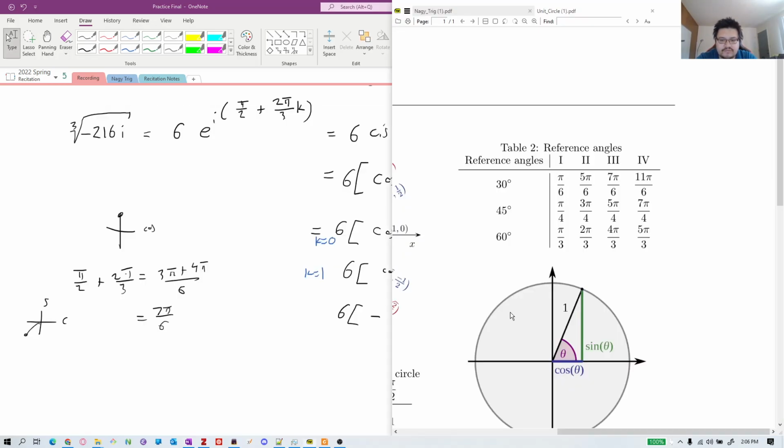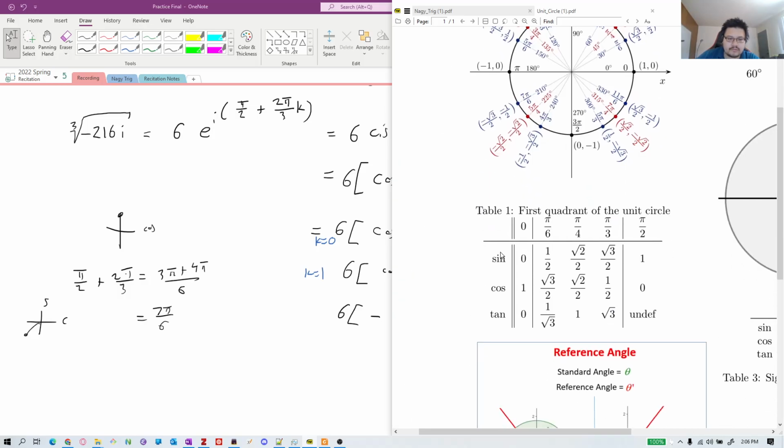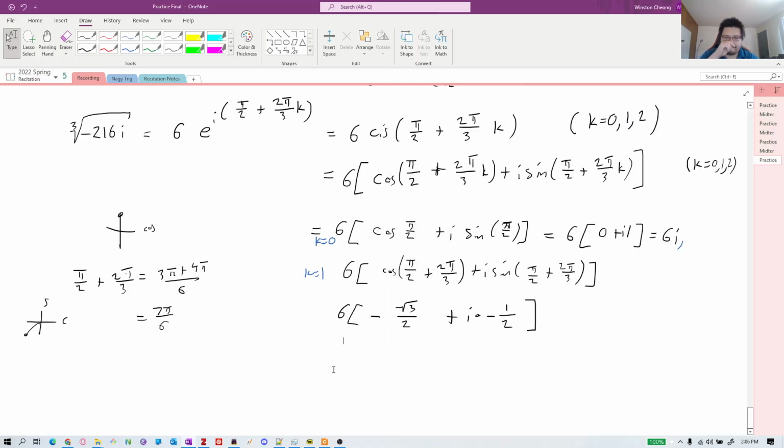And if you didn't know those special values, that would be this other table over here. So we're talking about a 30-degree angle, so we're talking about one of these. And you see that sine of a 30-degree angle is 1/2, cosine of a 30-degree angle is root 3 over 2. And yeah, the negatives are coming from the quadrant that we're in, and we would go ahead and simplify this. So we get negative 3 root 3 minus 3i. This is our solution for k equals 1.